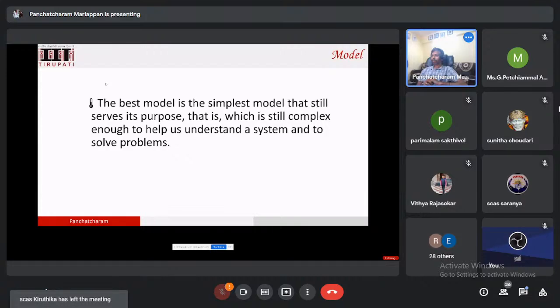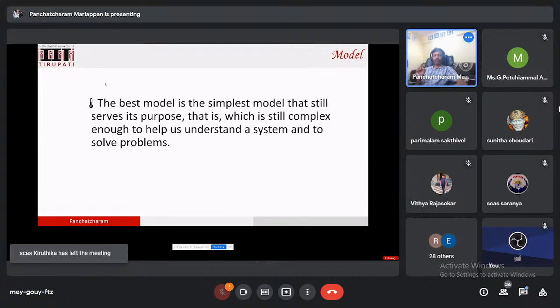The best model is the simplest model that still serves its purpose. The purpose is that I asked a question for which I need an answer. It can still be complex enough to help us understand the complexity of the system. What is the system that I have to understand?